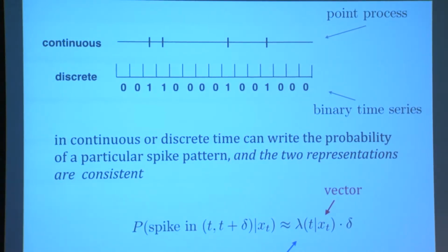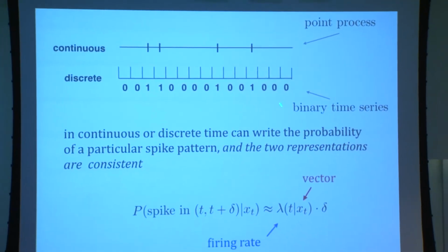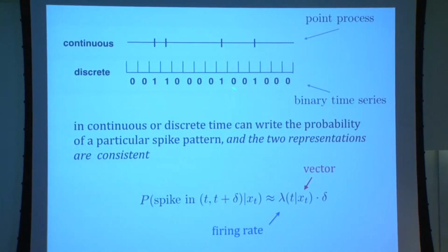Just to say one more quick thing, it's really an aside. We get the data in discrete form, and we typically analyze in discrete form most of the time, but we think of it as a continuous point process. There's this fundamental phenomenon that, in continuous or discrete time, we can write the probability of a spike train, any old spike train. We get a likelihood function, and the two representations are consistent in the sense that if the bin size goes to 0, the likelihood functions are essentially the same. One way of expressing this is that the probability of a spike in a certain time bin given these variables is approximately the intensity times the bin size.